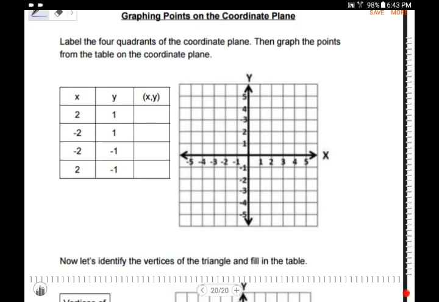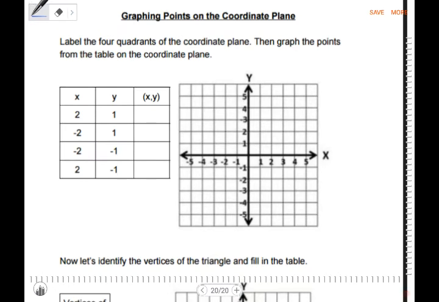In today's lesson, we'll identify the 4 quadrants of the coordinate plane. We'll graph points on the plane given these coordinates in the table. And then we will find the coordinates of points on a graph. Okay, so let's start by talking about the 4 quadrants of the coordinate plane.